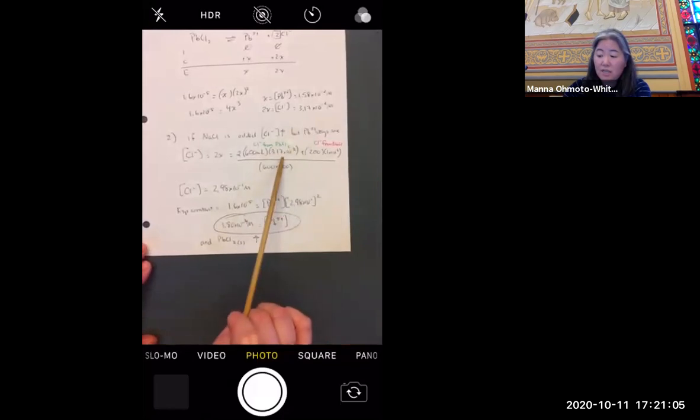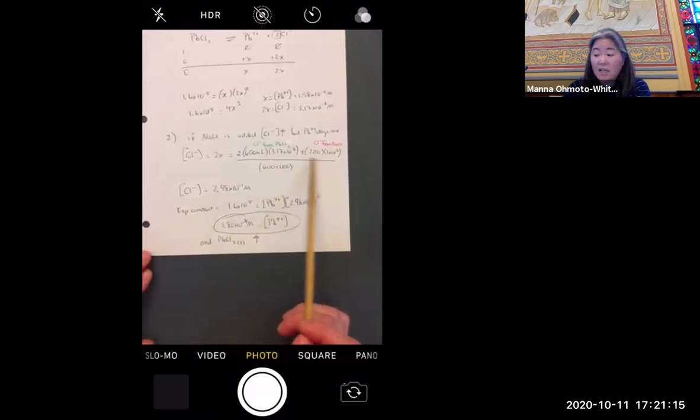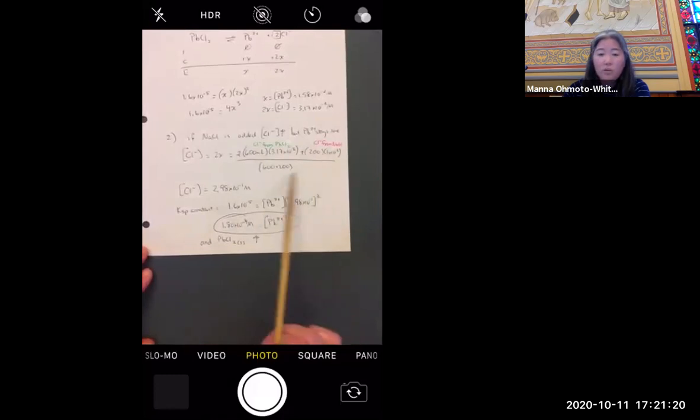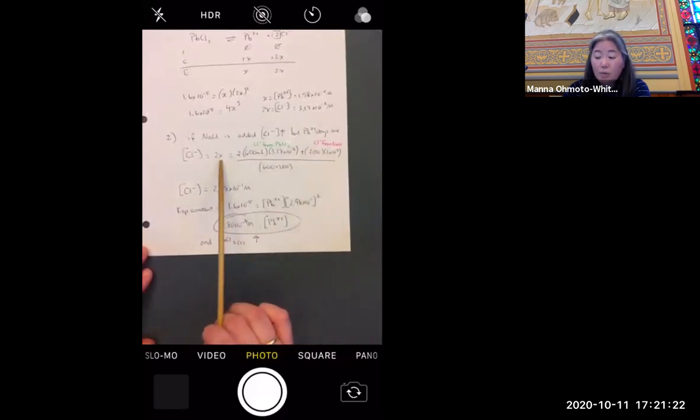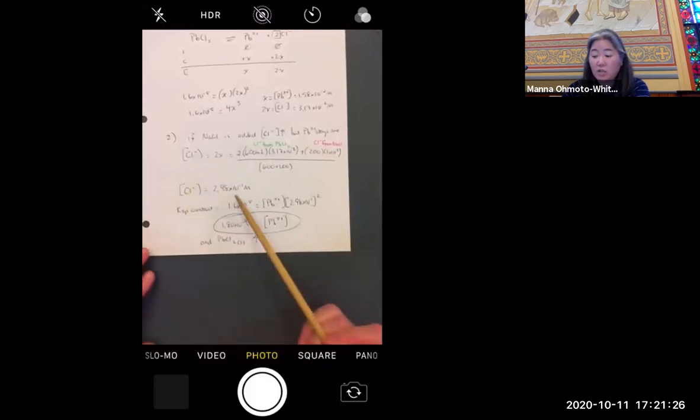So what we're seeing is that I take the chloride ion concentration for my lead-2 chloride, which was 3.17 times 10 to the negative second molar, and I had 600 milliliters of that, and then I have to multiply it by 2, and I add the chloride ion amount from just my NaCl, right here, and then I put it all over the total solution volume. That will equal my new chloride ion concentration, which is 2.98 times 10 to the negative first molar.